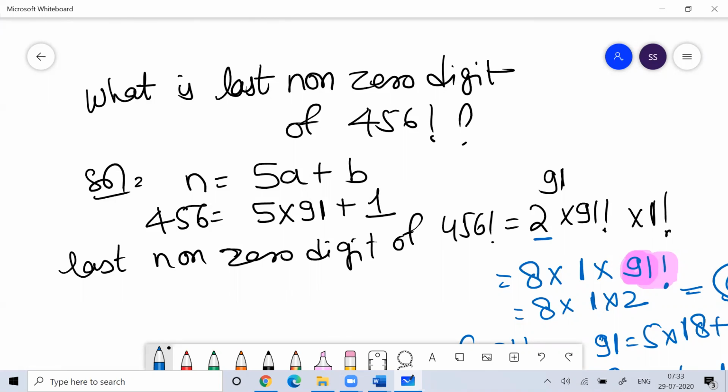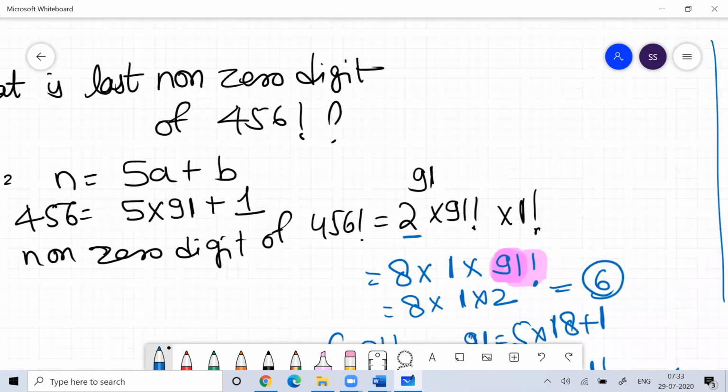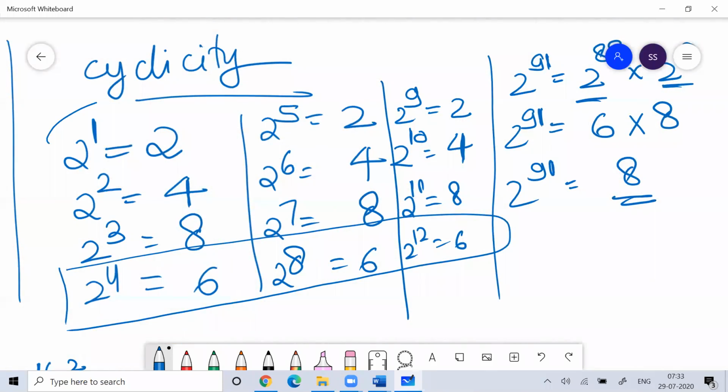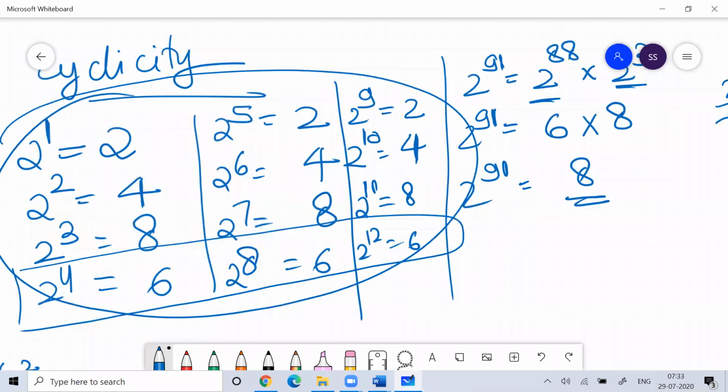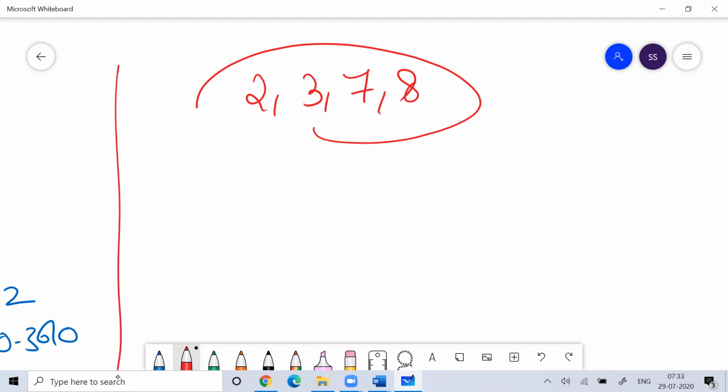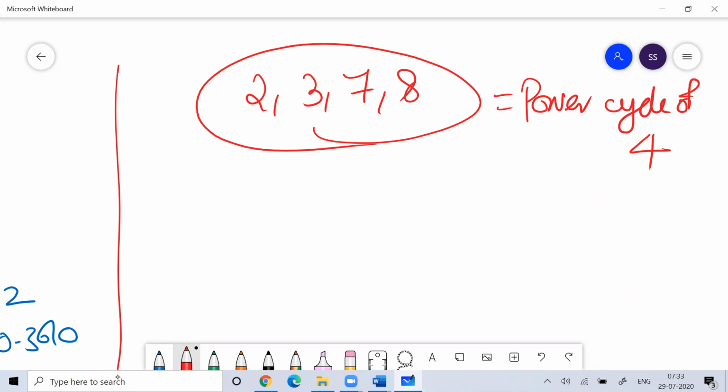You understood, right? Now, going further, this cyclicity that I told you for 2 will work for all these digits: 2, 3, 7, and 8. They follow the power cycle of 4. From after the 4th power, the same values will repeat. So you know about 2, I told you about 2.